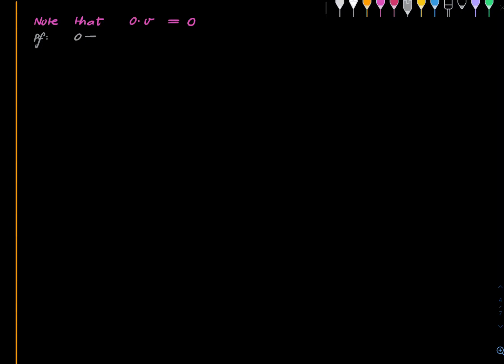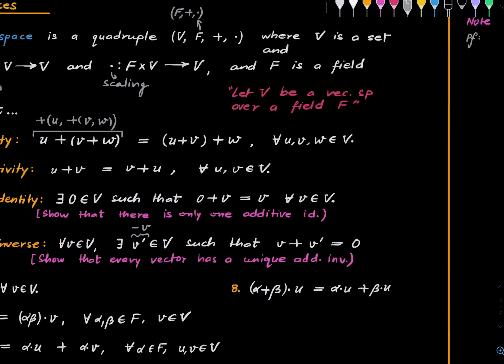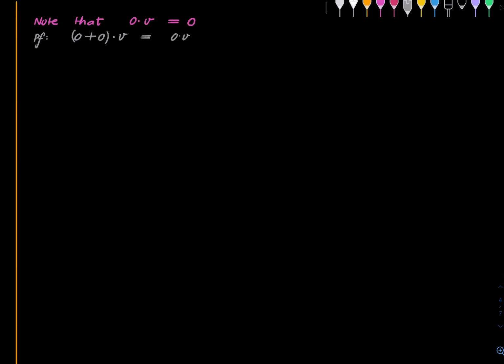First of all, 0 plus 0 dot v, by our distributivity axiom, the 8th axiom, is 0 dot v plus 0 dot v. But 0 plus 0 is 0, so we have that. Now we want to show that this guy is actually the additive identity. Let's call it something. Say 0 dot v is w. Therefore, w is equal to w plus w.